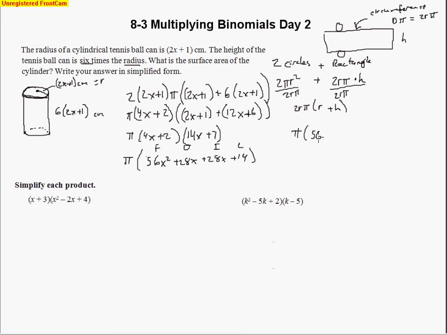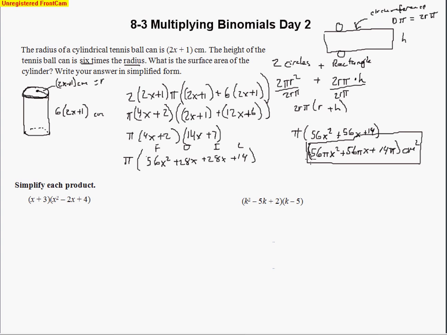So 56x squared plus, and then 28 and 28 make another 56x plus 14. And so now I'll go ahead and multiply the pi over the terms there. So 56 pi x squared plus 56 pi x, and then plus, this number here was 14, so plus 14 pi. And these are in centimeters, so centimeters squared. That is the solution there. I'll put parentheses around that just to show that's a polynomial. They're all being combined together.